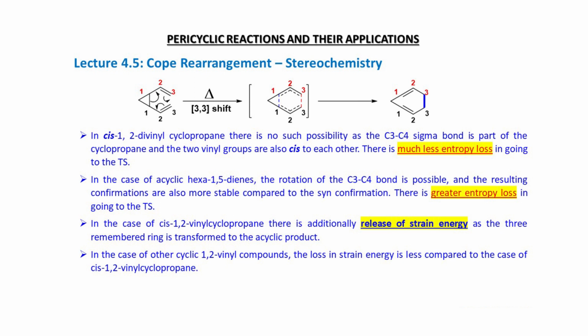In the case of cis 1,2 divinyl cyclopropane, there is additionally a favoring aspect, which is the release of strain energy. As the three-membered ring is transformed into an acyclic product, an enormous amount of strain energy is released. In the case of other cyclic 1,2 vinyl compounds, the loss in strain energy might be less compared to cis 1,2 divinyl cyclopropane. So this is a very important example to be discussed and understood at this point.